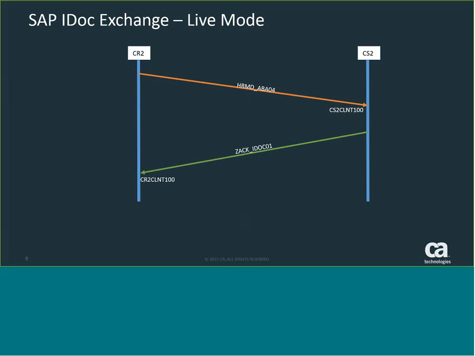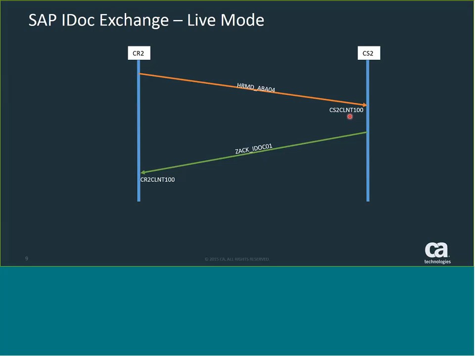When two SAP systems communicate, system A sends an IDoc to system B. In our demo environment, we have two SAP systems, CR2 and CS2. CR2 is the SAP client and CS2 is the SAP server. In CR2 system, CS2 can be addressed as CS2 client 100 over here. The control section of the IDoc contains the sender information so that B knows where to send the response to after the IDoc was received and processed.